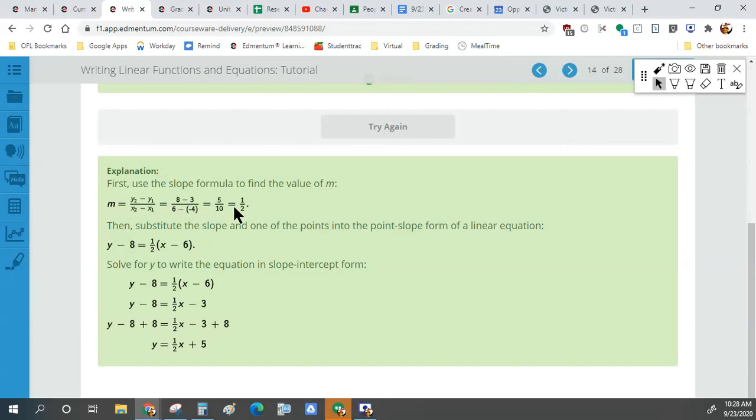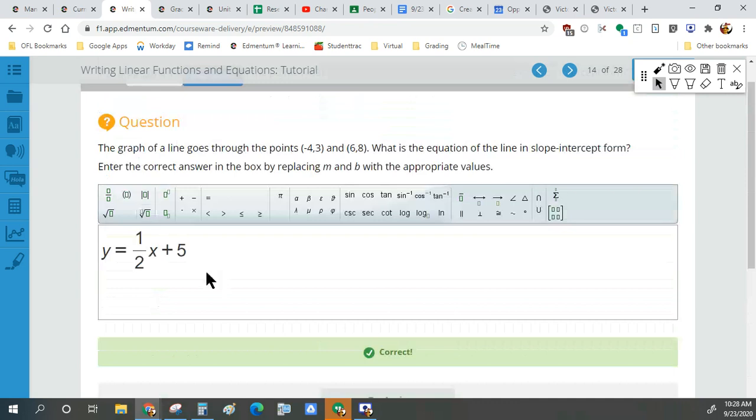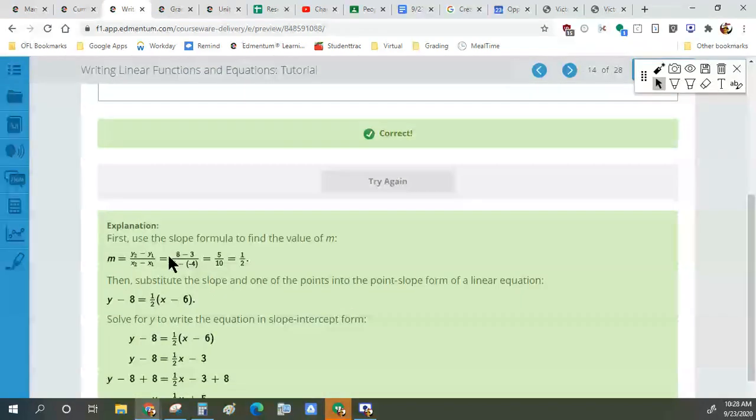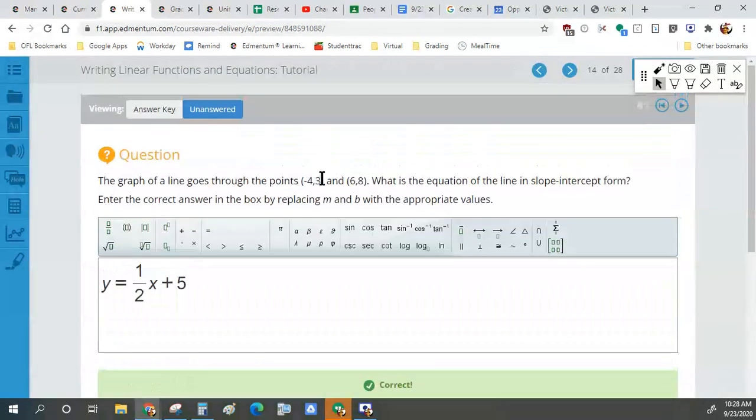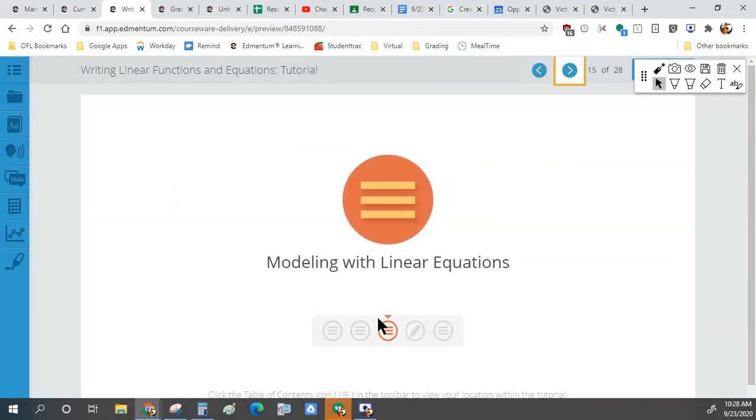And then here, I should have just shown you guys this. They show you all the work anyways. But that's how we figure this out. We're going to have to use that formula. Or, like I said, I didn't use the formula. I'm just like, how do I get from 3 to 8? That's the easiest way I know how to do it.